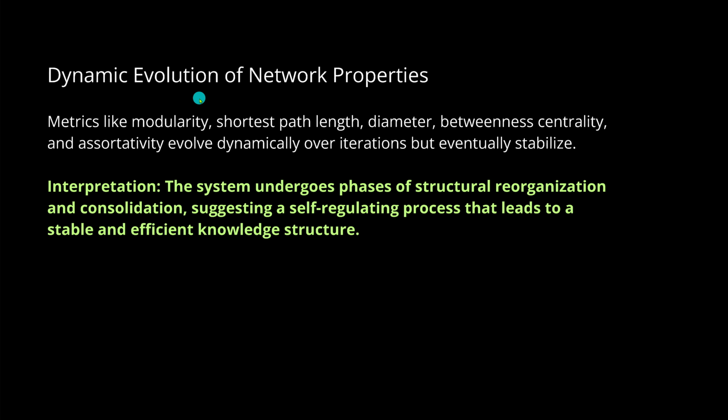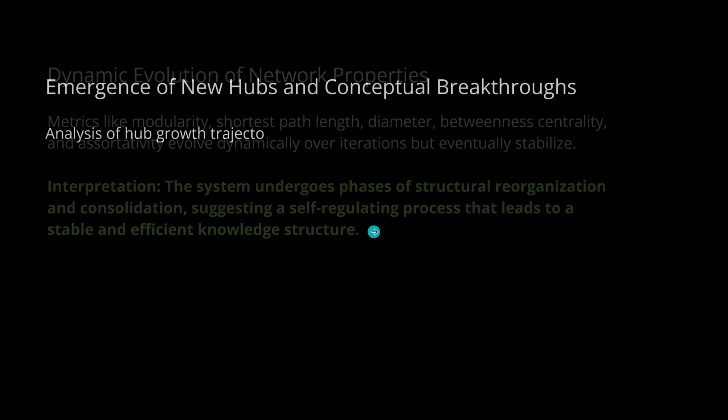We do have a dynamic evolution of the network properties. You should have a look at modularity, shortest path length, diameter. You have all the neural network centrality figures, beautiful. And the interpretation is the system undergoes phases of structural reorganization of the knowledge, which is amazing in itself, suggesting a self-regulating process that leads to a stable and more efficient knowledge structure.